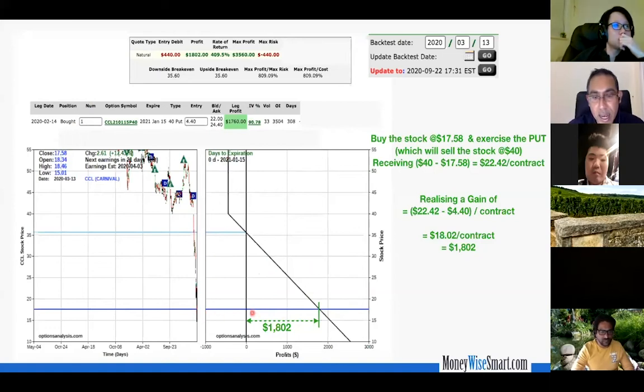Now, taking you back to the payoff diagram, you see here, this is where the share price is, 17.58, and this is my profit, 18.02, right? Because the share price has crashed. So this is the benefit of owning a put option when somehow you know that maybe the markets will correct.